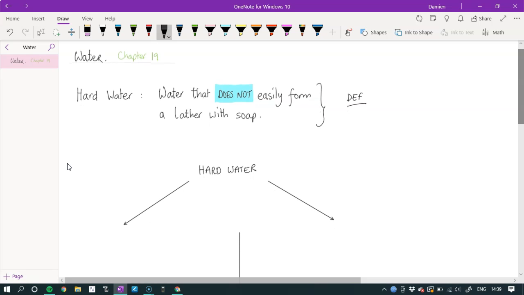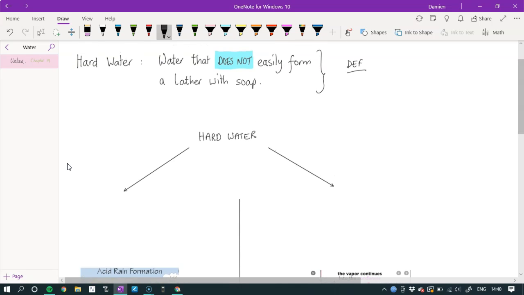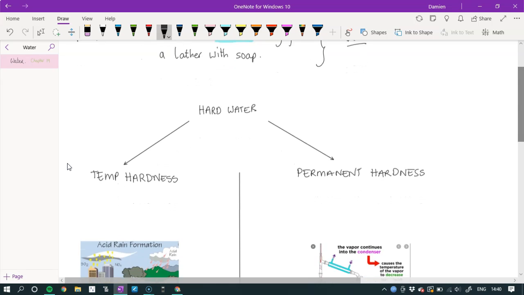Now, when we actually look at hard water, there are two different types. The first one that we're going to look at is called temporary hardness. Temporary hardness, as the name suggests, can actually be removed, and we're going to have a look at that. The other type of hard water is permanent hardness. Now, permanent hardness, despite the name, isn't actually always permanent. It can actually be removed, but it can't be removed in the same way we remove temporary hardness. So we're going to have a quick look at temporary hardness and see what the difference is.